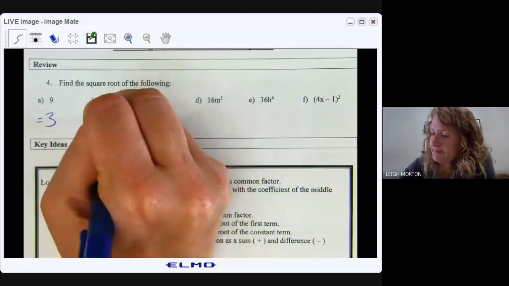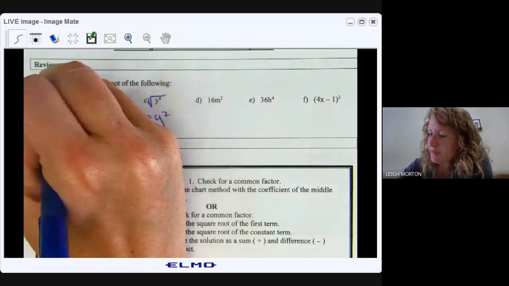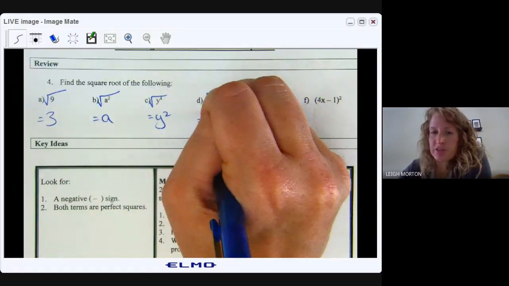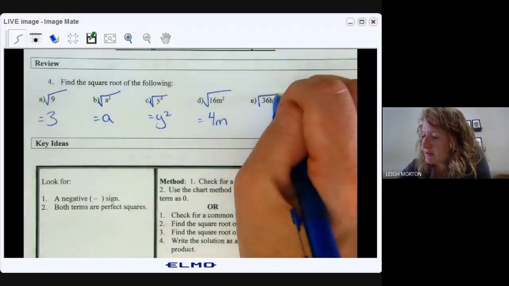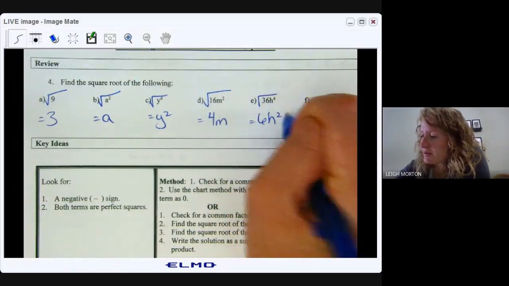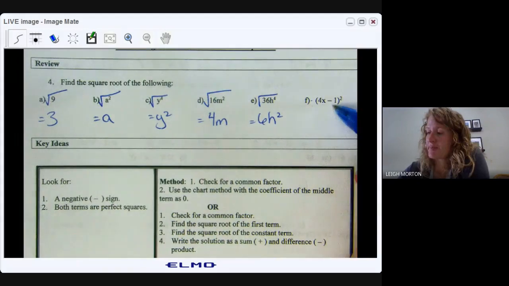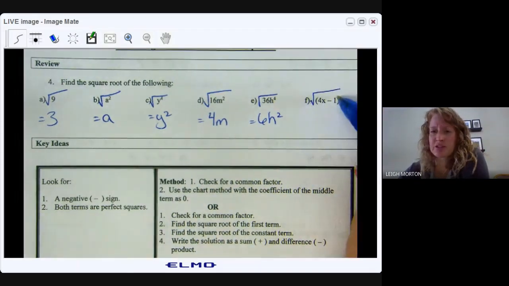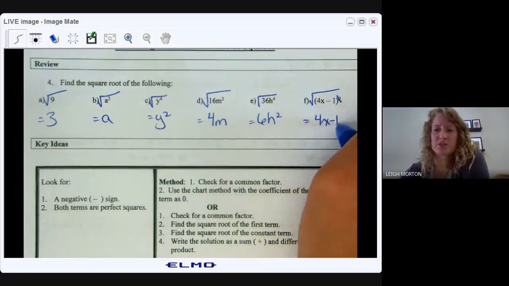So I get a y squared. The square root of 16m squared is the square root of the coefficient, 4, and the variable, m. 36h squared. Ooh, F, I like this one. So right here, 4x minus 1 squared. Well, when I square root it, guess what? It gets rid of that exponent. So the square root is 4x minus 1. Done.